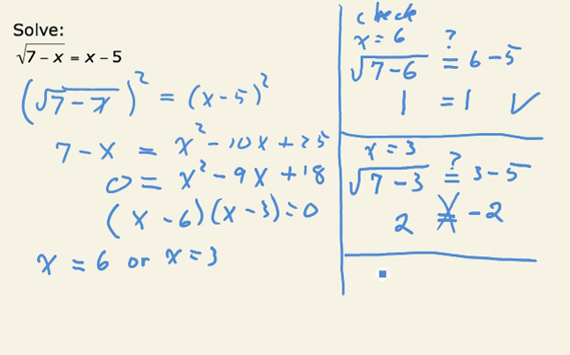So the only solution is x equals 6. We only have one solution. It appeared that we had two, but one of them was extraneous.